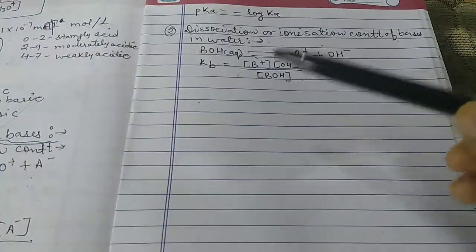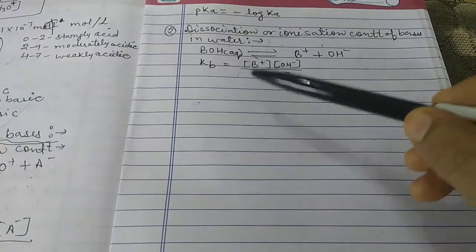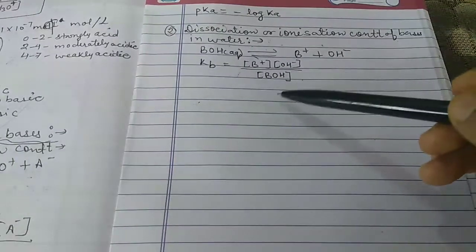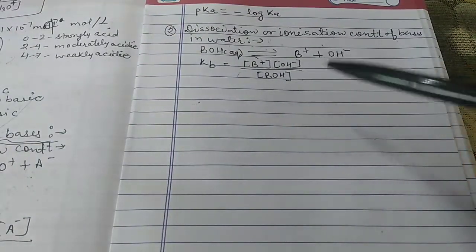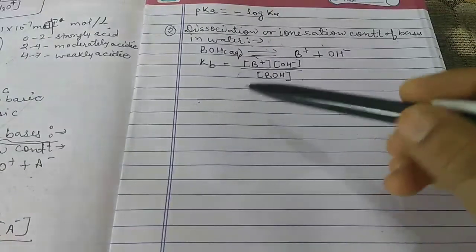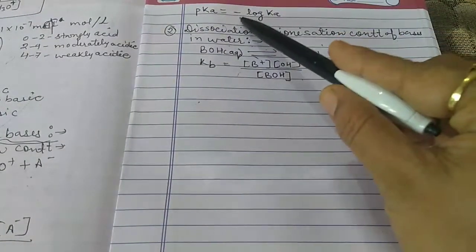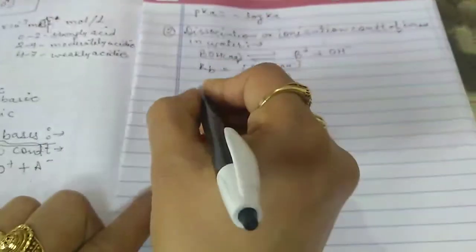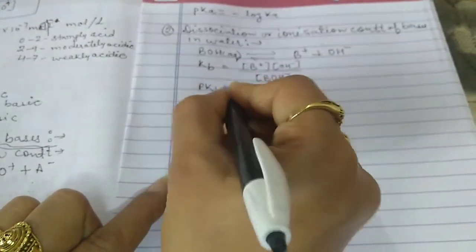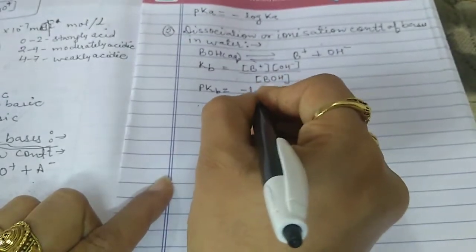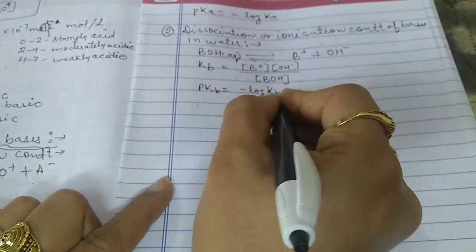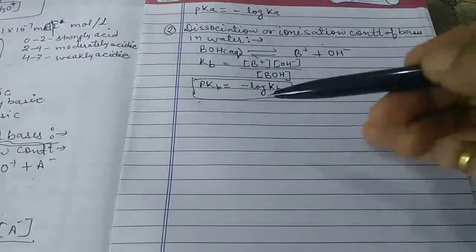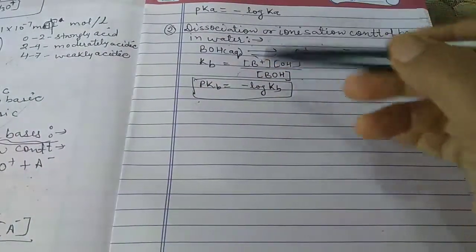The concentration of water always remains constant in the case of acids as well as in the case of bases. So in place of pKa, we have pKb is equal to minus log Kb. This is for the base. Here B represents the base and here A represents the acid.